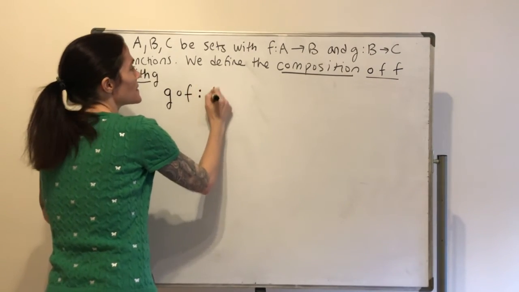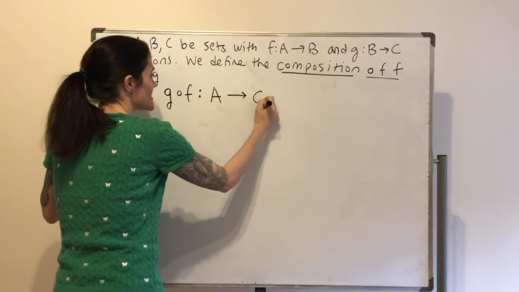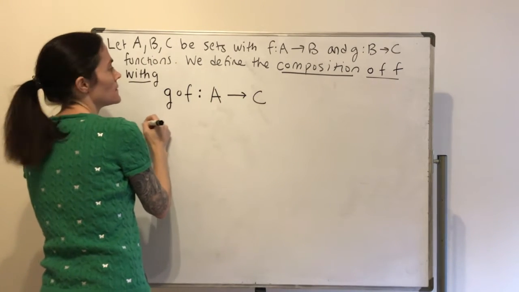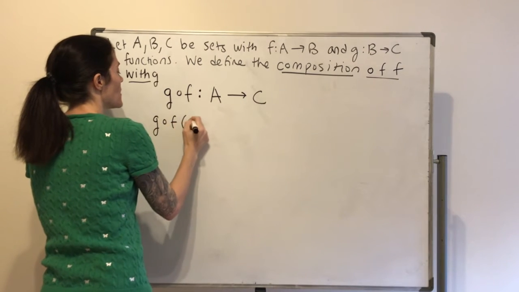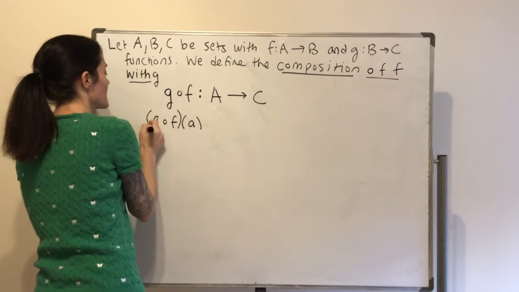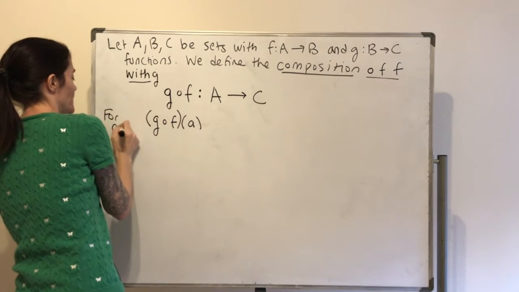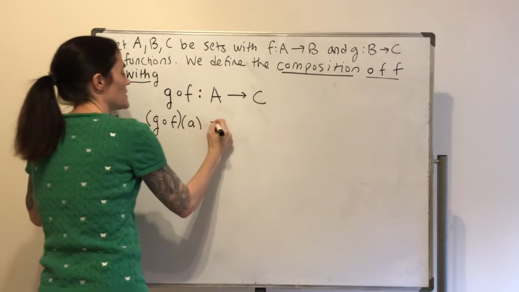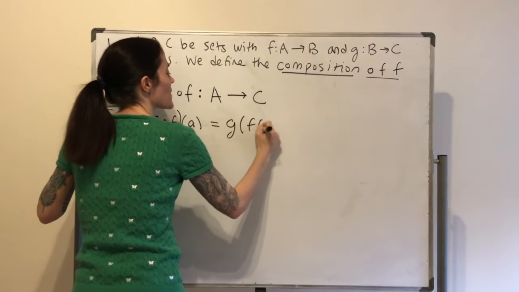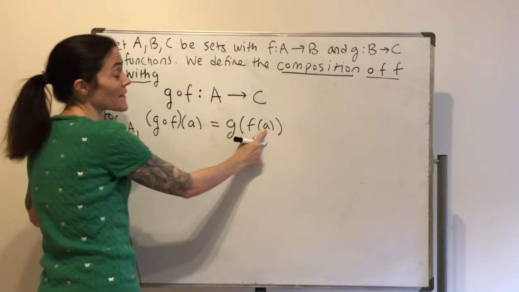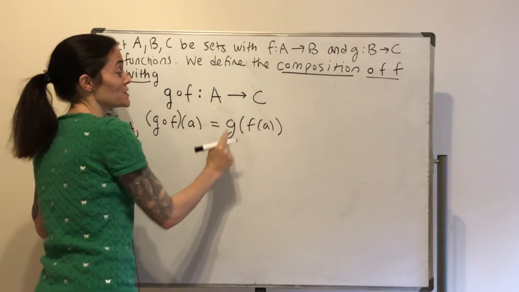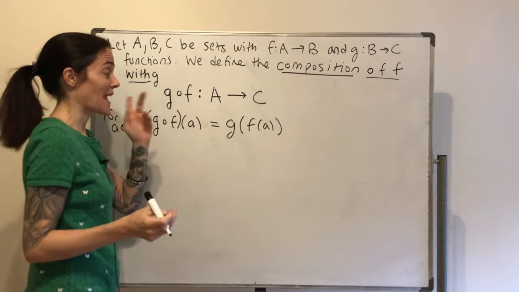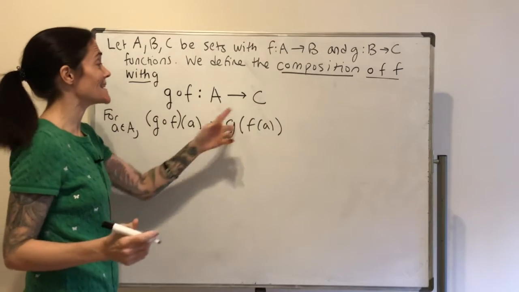This is a map that goes from A to C, and this is defined by (G compose F) of some value A. This is G of F of A. So F of A is an element in B, and B is the domain of G. So we evaluate G at F of A, and this lands us in C.